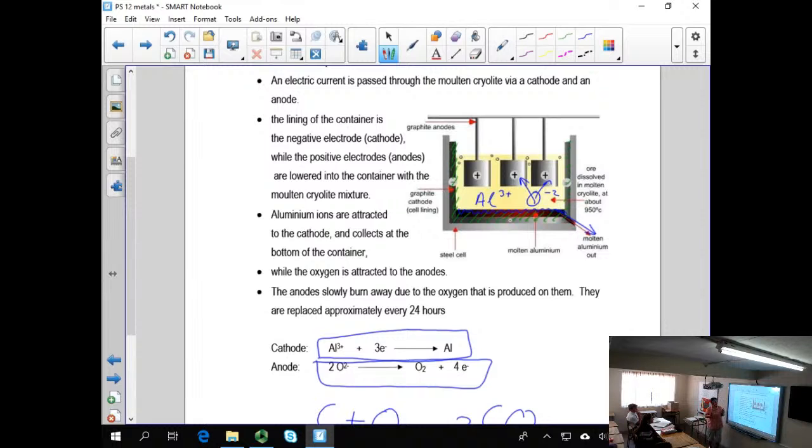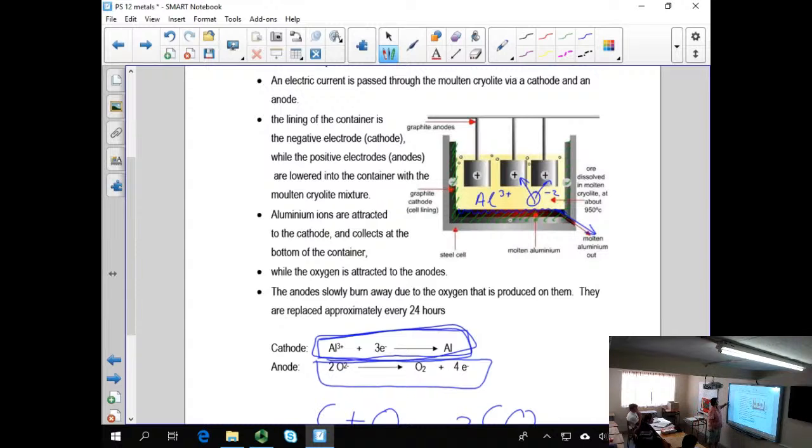So, the extraction of aluminium is with electrolysis. The container in which the ore goes, the lining of that container is made from carbon. It's the negative electrode. The positive electrodes are large blocks of carbon that they lower into the molten cryolite mixture. Then they allow electric current to flow through. The moment they do that, aluminium ions are reduced to form the metal, which is tapped off. And the formed oxygen is going to react with the carbon electrodes, eventually burning them away, so they will have to be replaced at specific time intervals.